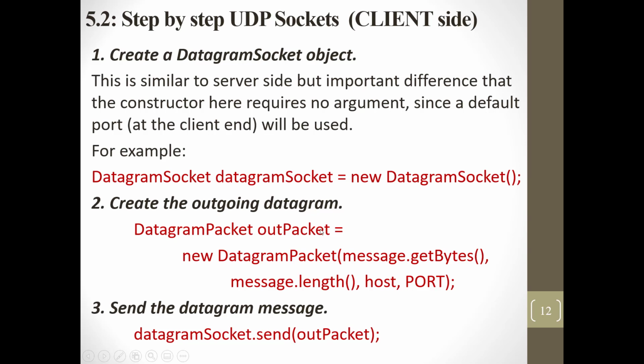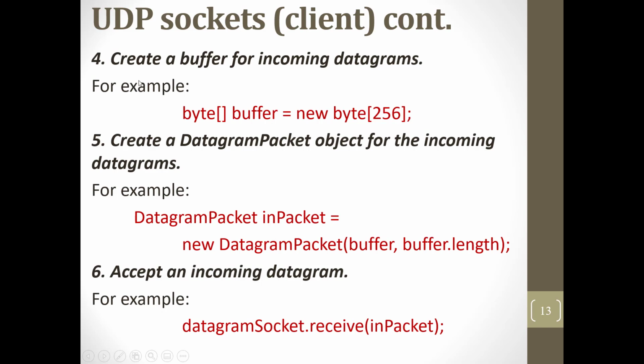Once the out packet is created, I'm going to send the out packet. So this is the name of the object, DatagramSocket dot send, the output packet we created here. So we are going to send the out packet. Then the next step is create a buffer.